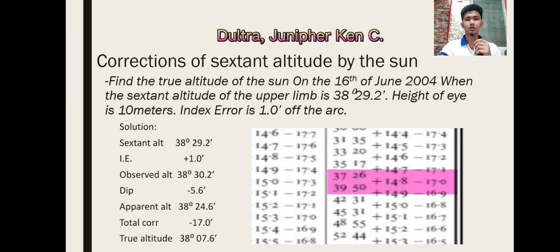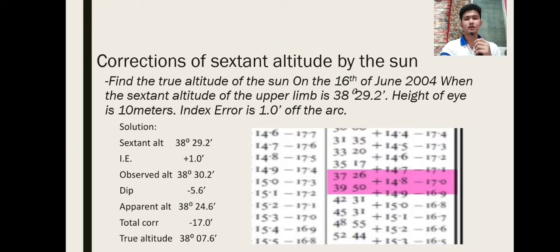For the total correction, since the apparent altitude is 38 degrees and it is shown in the table that there is no interpolation, our total correction will be 17.0 minutes. Subtracting from 38 degrees 24.6 minutes, our true altitude will be 38 degrees 07.6 minutes. So that's all. Our next presenter will be Cadet Duga.